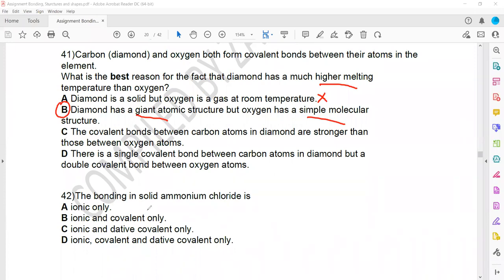Question 42. The bonding in solid ammonium chloride is. So first, we have to draw the structure of ammonium chloride. Ammonium ion means NH4 and chloride Cl. So how are the bonds formed in ammonium chloride? First we draw the ammonium ion. Look, this is ammonia, NH3.